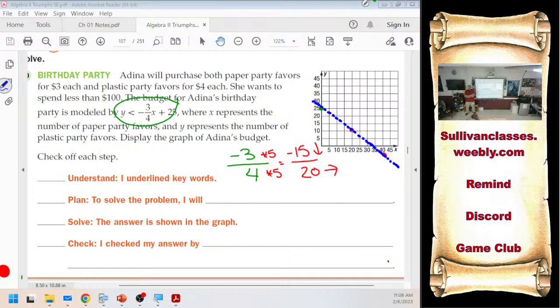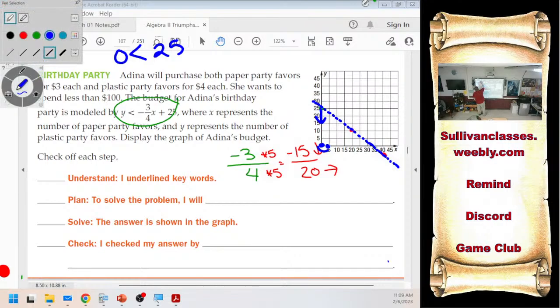Which way will I shade? Before I even put a point in there. It says y is less than the line. So I go to where it hits the y-axis and I say I will shade down from there. Now, the other way is I can pick good old 0, 0, plug it in. 0 less than, anything times 0 is 0, plus 25. Is 0 less than 25? Yeah. So that means this is part of my answer. If that's part of my answer, I'm going to shade everything down there.